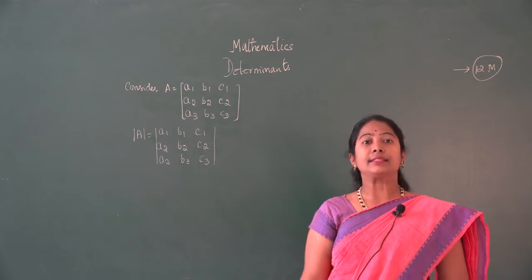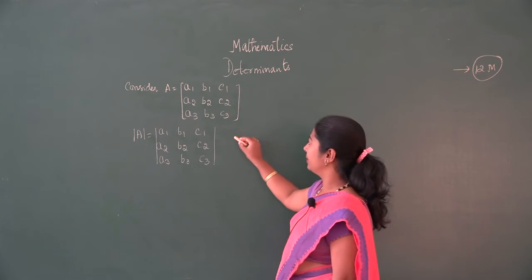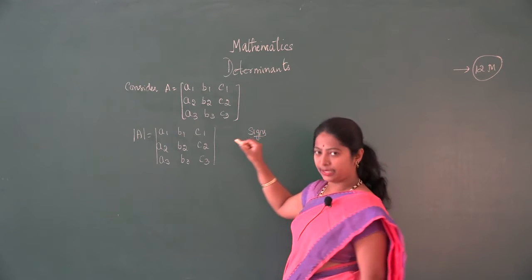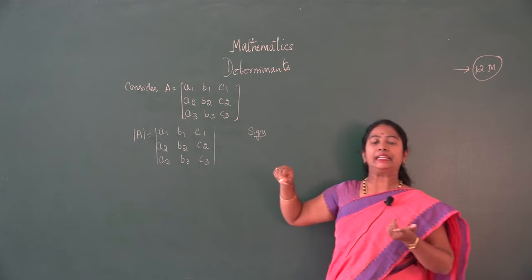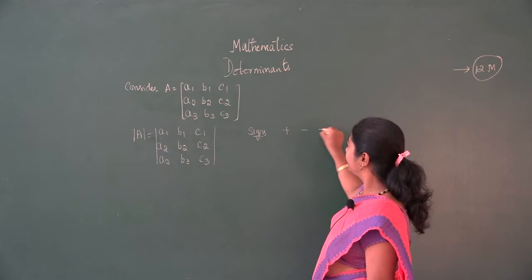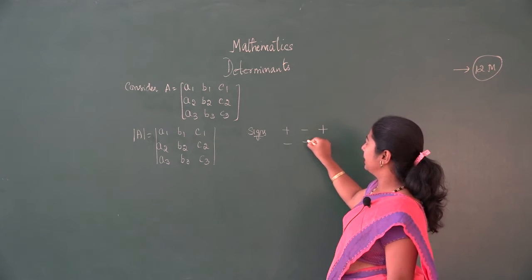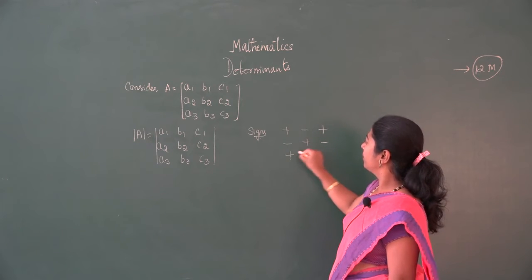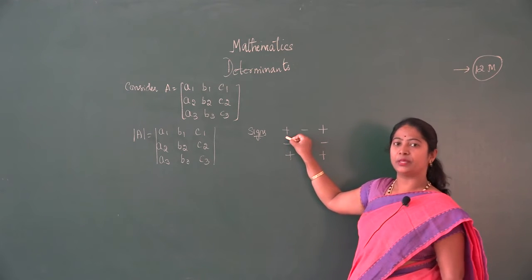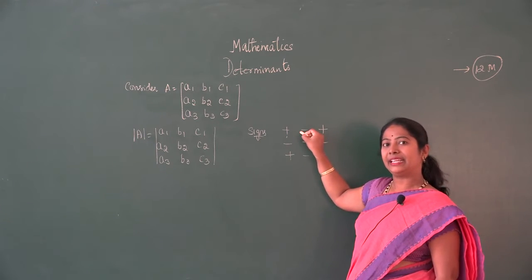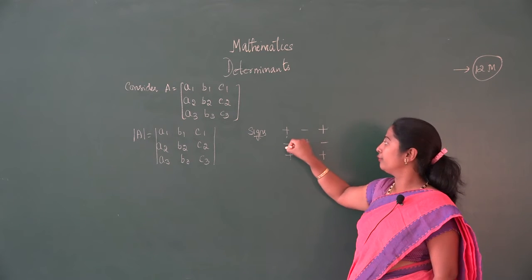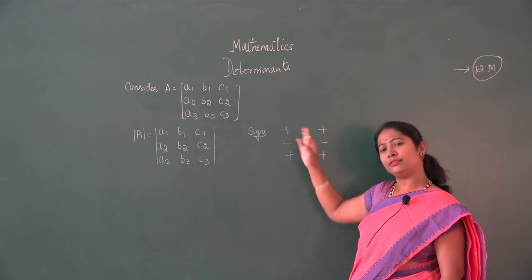What are the signs associated with a 3 cross 3 determinant? The signs associated before we calculate the value of the determinant are given by plus, minus, plus, minus, plus, minus, plus, minus and plus. That is, the first element is associated with the positive sign, the second element with the negative sign, the third element with the positive sign, the fourth element with the negative sign, and so on.